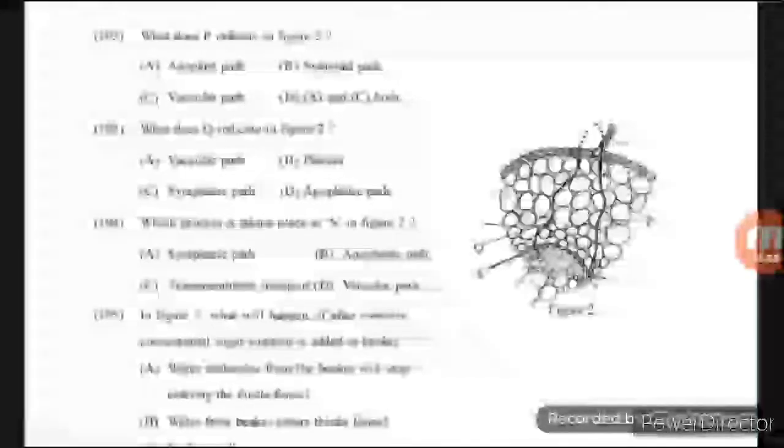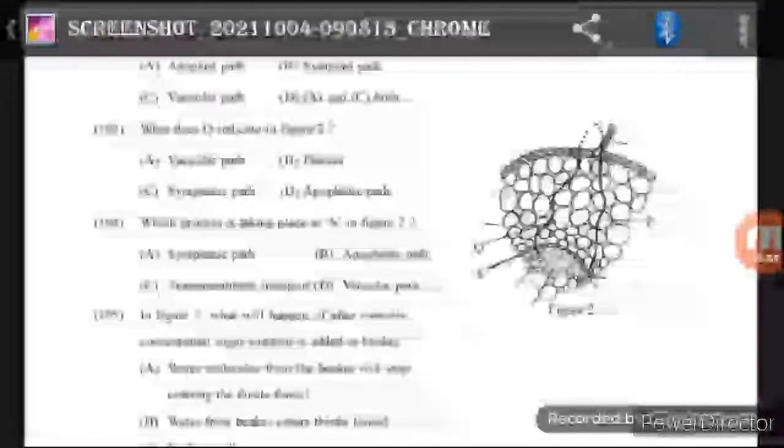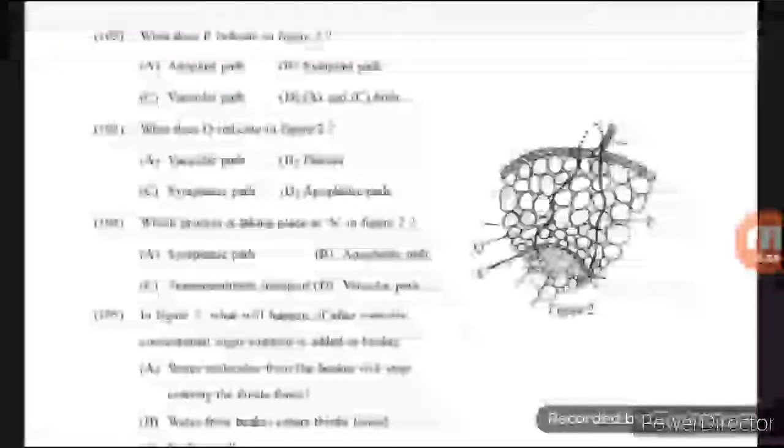Does it tell you about the apoplast pathway, symplast pathway, vacuolar pathway, or does it tell you about A and C both, meaning apoplast pathway and vacuolar pathway both? So which option, and which one does it indicate in this figure 2? You have to say in this question, okay? So for that your time starts now.